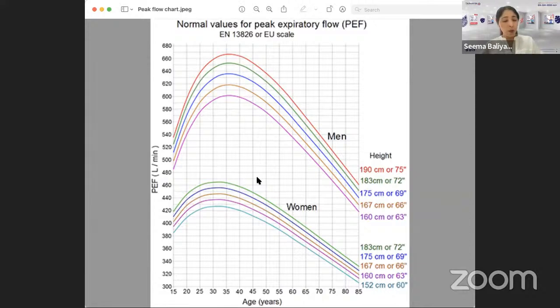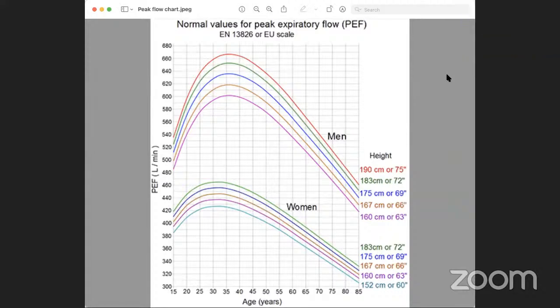So this is all that is going to entail in the peak flow meter station: doing the peak flow, measuring the peak flow, and interpreting the peak flow. Now there is one question that we also need to answer. I said that you have to do 3 readings and make sure that there is not a difference of more than 40 between any 2 readings. Now, what will we do if there is a difference of more than 40 in any 2 readings? What should we do?